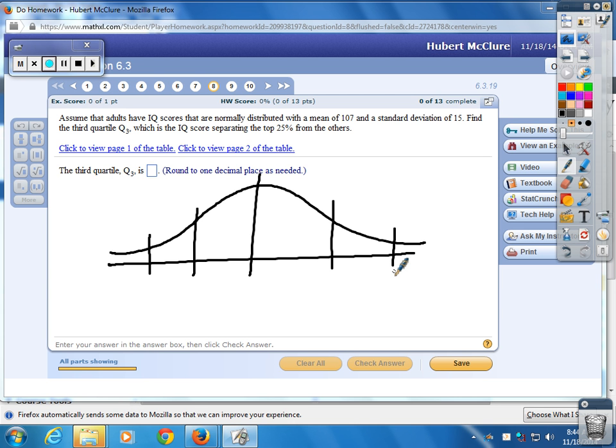And what is 107 plus 15? 122. And 122 plus 15 is 137. For those that are listening and not talking while I'm talking, because it's rude. 107 minus 15 is what? I'm sorry. 92. And 92 minus 15 is 77.